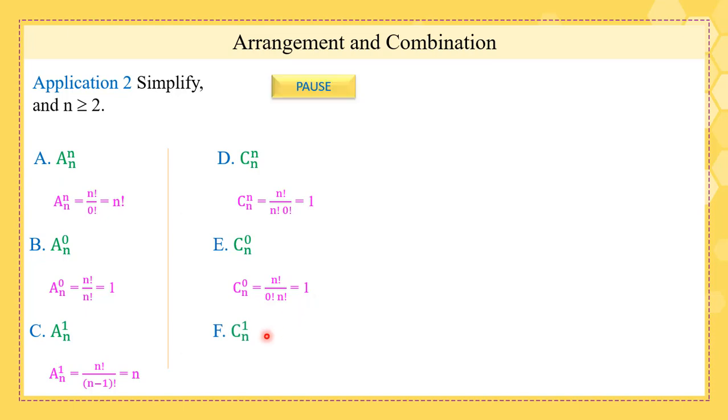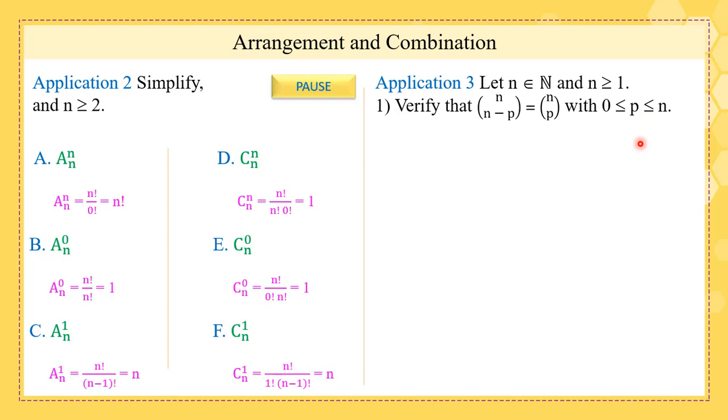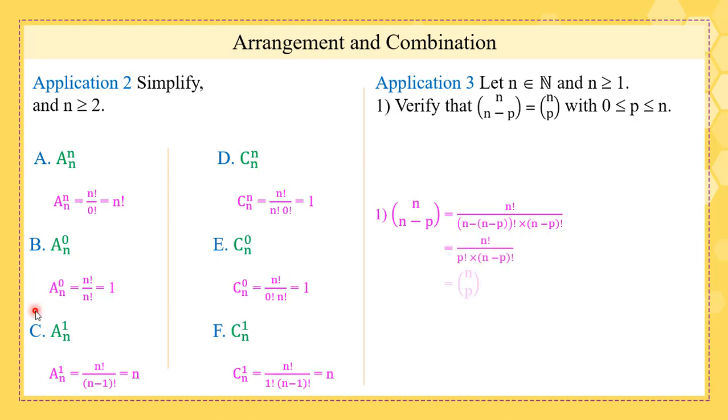Now this combination is n factorial over (n minus 1) factorial, which is n. Now verify that this combination is equal to that one, where p is between 0 and n. Try to do it alone. If we begin by applying the definition of the combination here, we get n factorial over the difference between n and (n minus p) factorial times (n minus p) factorial, and this is nothing but (n p).